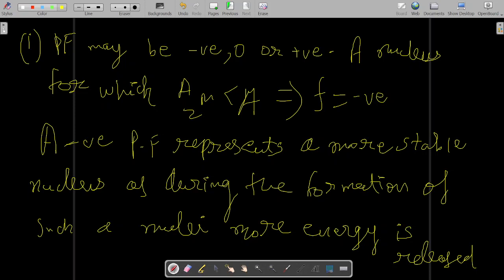Mass has been lost as a result of the Einstein mass-energy equivalence relation. According to that formula, delta E is equal to mc square. So suppose delta M mass has been lost during the formation of the nucleus, so that delta M appears in the form of the difference between isotopic mass and atomic mass number. So your packing fraction will be negative in the case when mass has been lost during the formation of the nucleus. So more energy is released during the formation of such a nucleus.